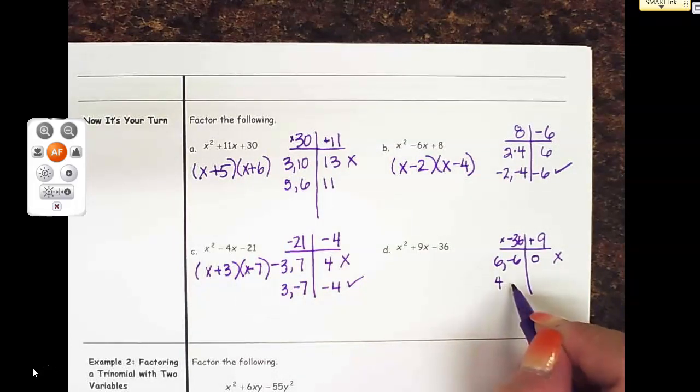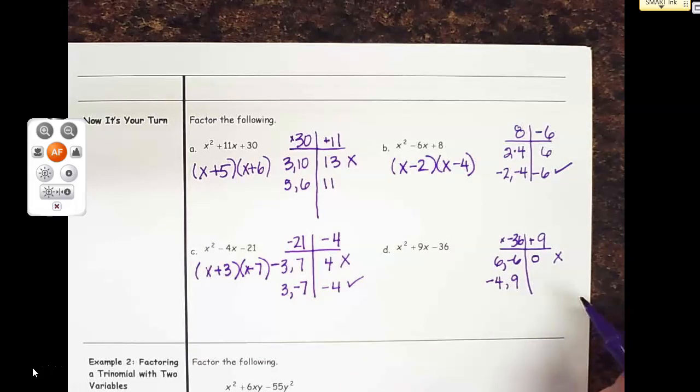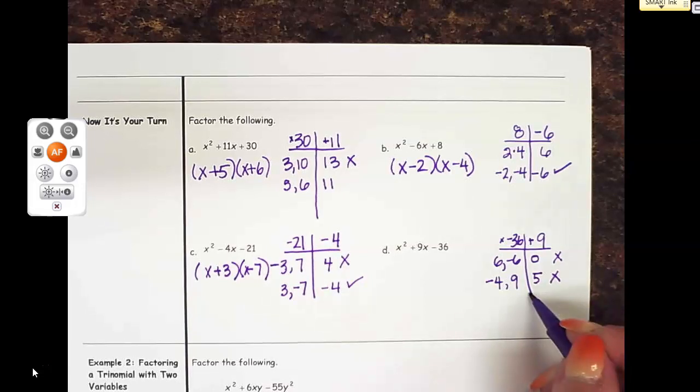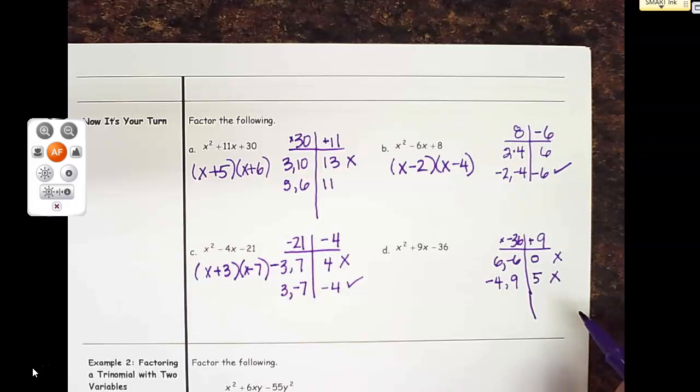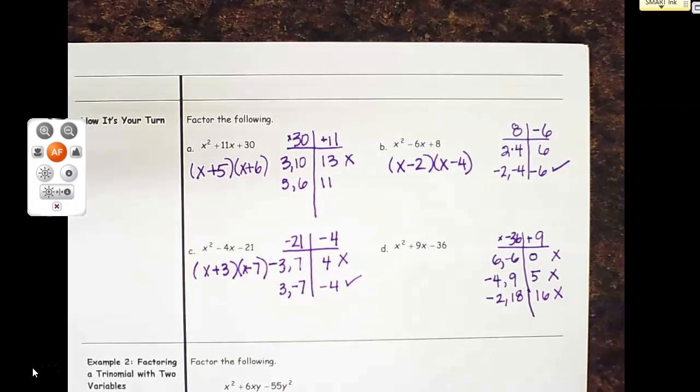So 4 times 9, well, that equals 36, so let me make one of them negative. Now negative 4 times 9 is negative 36, so that works. But negative 4 plus 9 is 5, not what I need. So I'm looking to try some other things that equal negative 36, and I'm thinking I could do 1 times 36, but in my head I know that adds up to 37 or a big number. I could do 2 times 18, but once again, kind of adding it in my head, I see that's probably not going to be a very good guess because that equals 16.